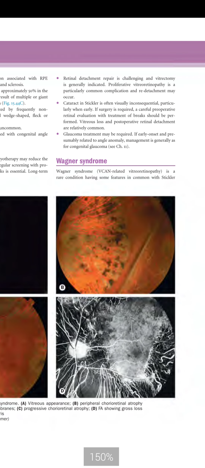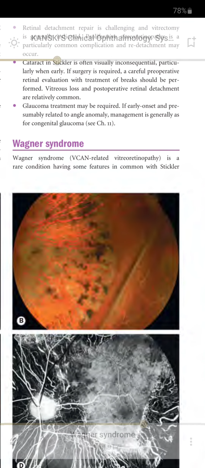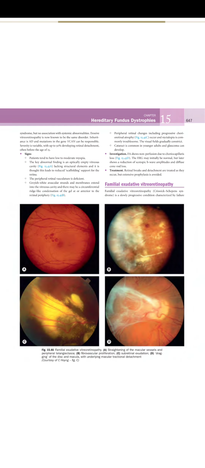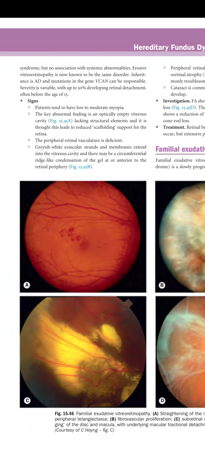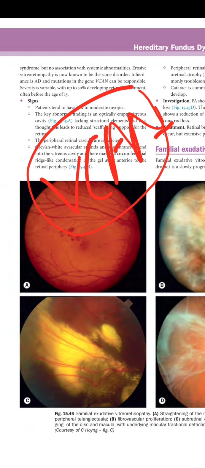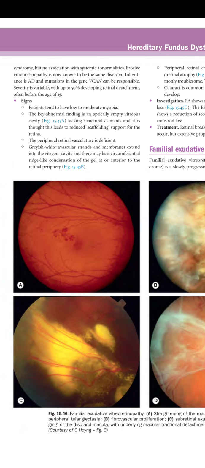So then there is Wagner syndrome, which is a VCAN-related vitreoretinopathy, a rare condition having some features in common with Stickler syndrome, but no association with systemic abnormality. Erosive vitreoretinopathy is now known to be the same disorder. Inheritance is autosomal dominant, and a mutation in the gene VCAN is responsible. So Wagner has a mutation in the VCAN gene. Severity is variable, with up to 50% developing retinal detachment, often before the age of 15.